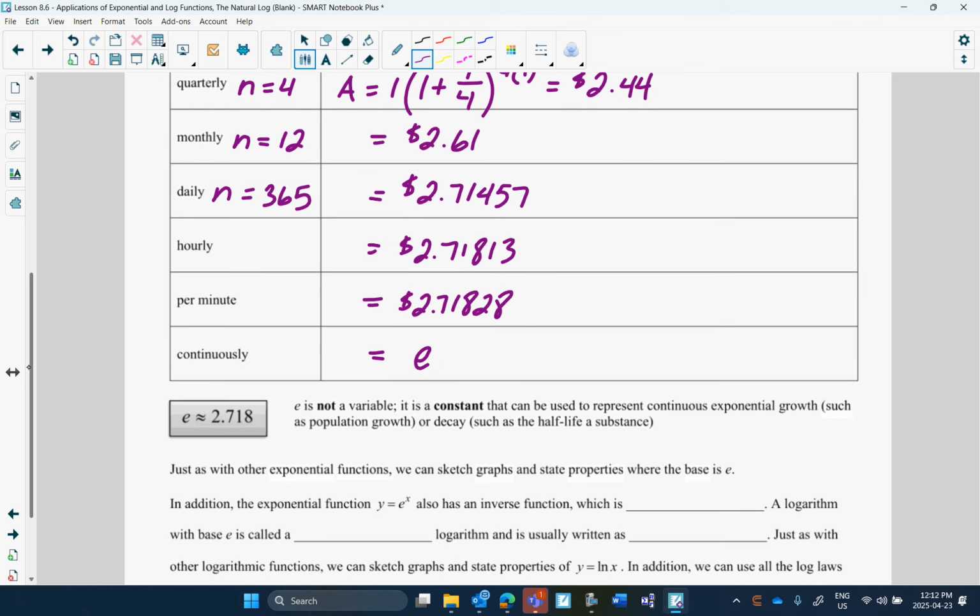So we could end up with formulas of continuous growth or continuous decay, and that often happens in the sciences. Okay, so what we'll do on probably Monday is we'll finish up the rest of this.